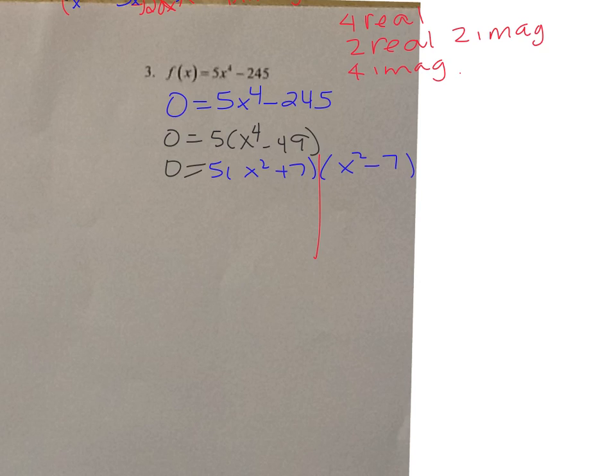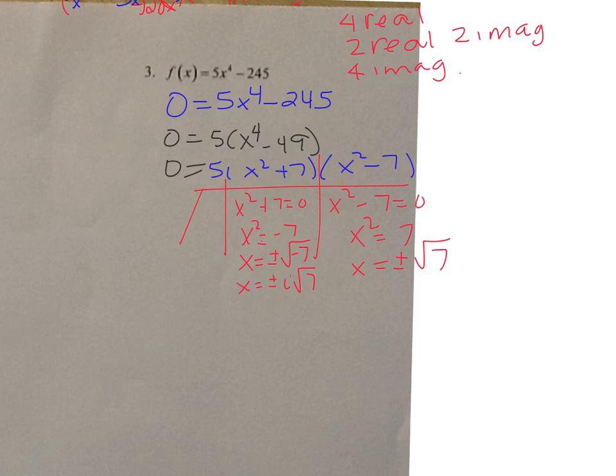All right, let's do our t-chart. This 5 over here is not going to do anything because there's no x. So I have x squared plus 7 equals 0 and x squared minus 7 equals 0. All right, so in the middle here, minus 7, x squared equals negative 7. Square root both sides, so I get plus minus the square root of negative 7, which is plus minus i square root of 7. On the right side, x squared equals 7, so x is equal to plus minus the square root of 7. So these are my zeros.